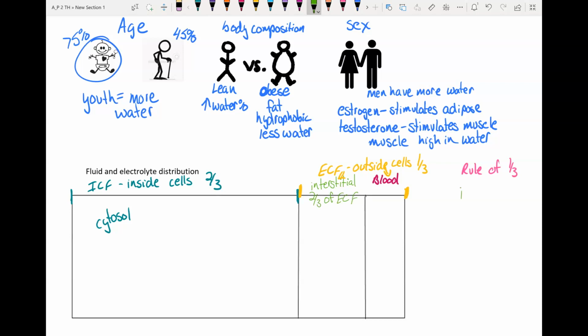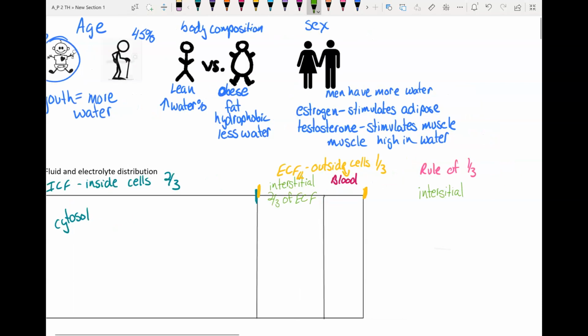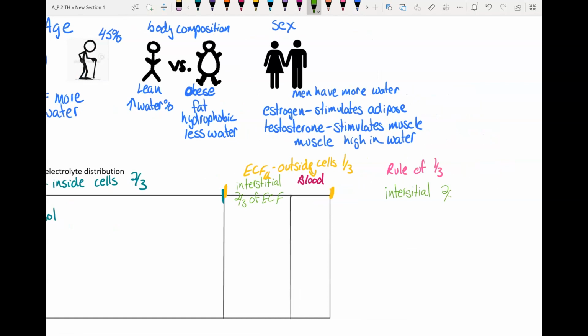So interstitial, which is also called tissue fluid, this is the water between your cells, is 2/3 of that 1/3. Well, if you multiply your fractions, you just take 2 times 1 is 2, 3 times 3 is 9. That is 2/9 of all the water in your body is your interstitial fluid.